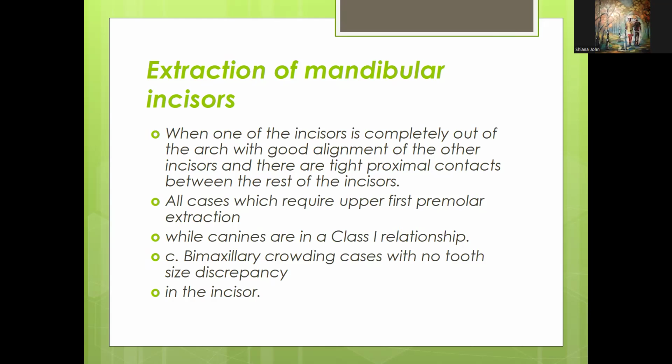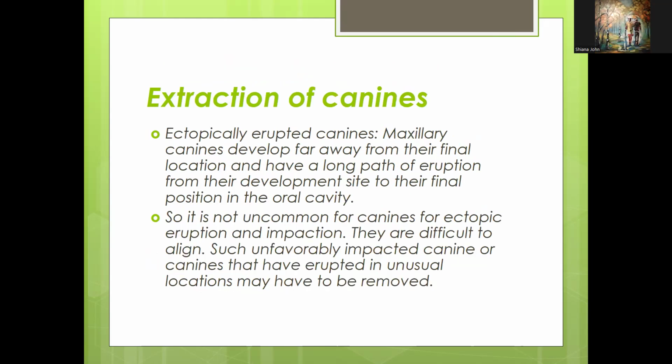Extraction of mandibular incisors: when one of the incisors is completely out of the arch with good alignment of the other incisors and there are tight proximal contacts between the rest of the incisors. All cases which require upper first premolar extraction while canines are in class 1 relationship. Bimaxillary crowding cases with no tooth size discrepancy in the incisors.